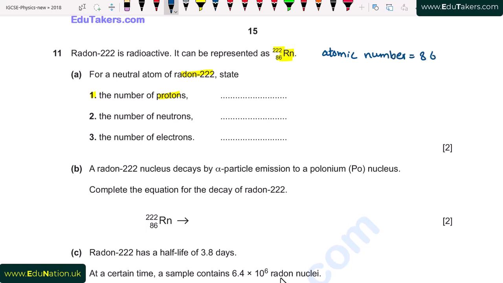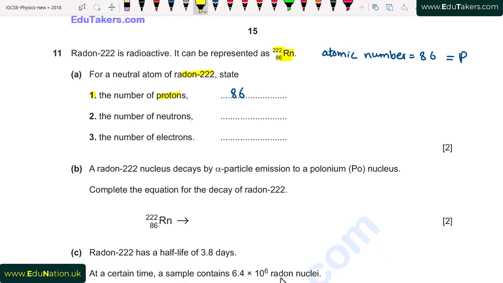And atomic number is basically the number of protons. So I just write here it is equal to P, that is number of protons. It means that the number of protons in radon 222 is 86. So it will be 86.